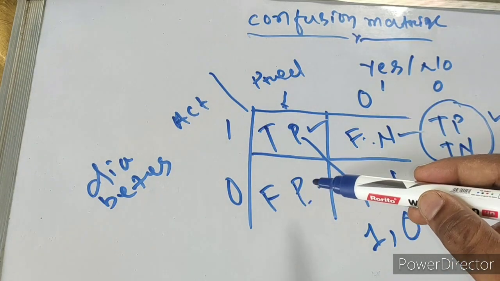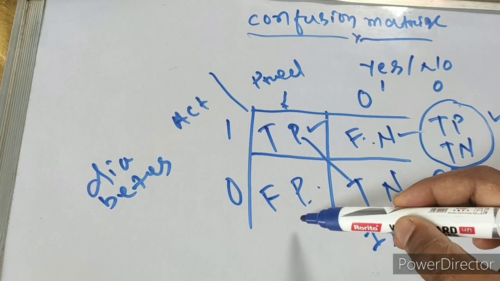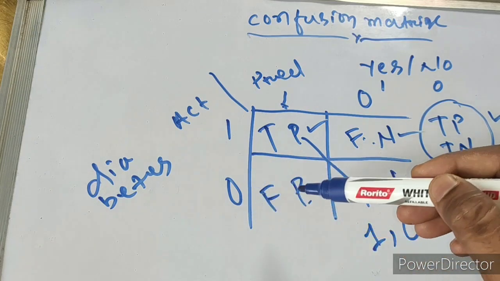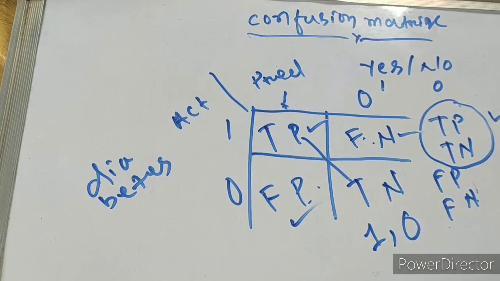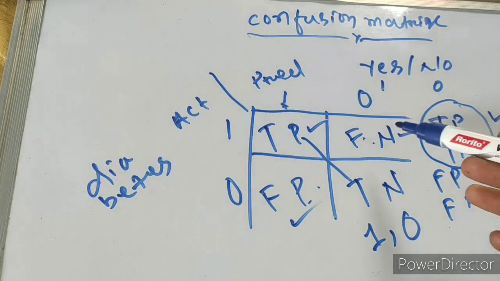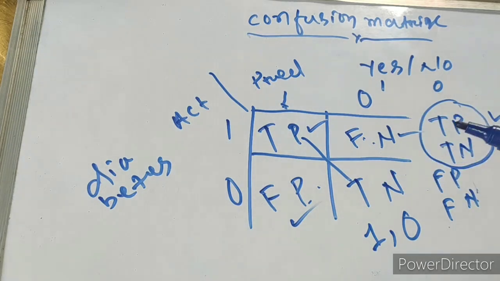If the person is classified as diabetic but actually doesn't have diabetes, it is a false positive. When the person does not have diabetes and we predict that he doesn't have diabetes, this is a true negative. In this way, the confusion matrix helps us understand how clearly the data is classified.